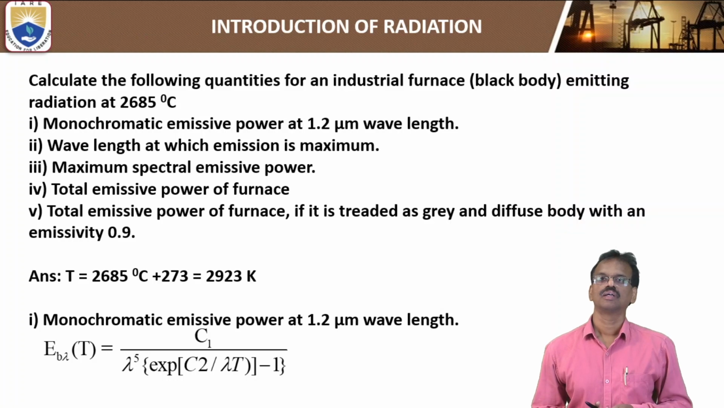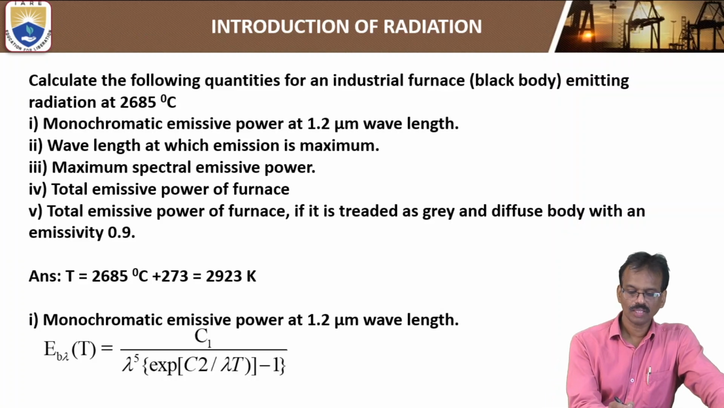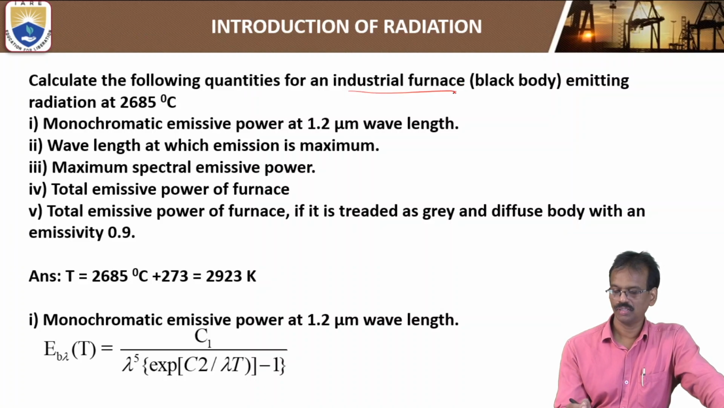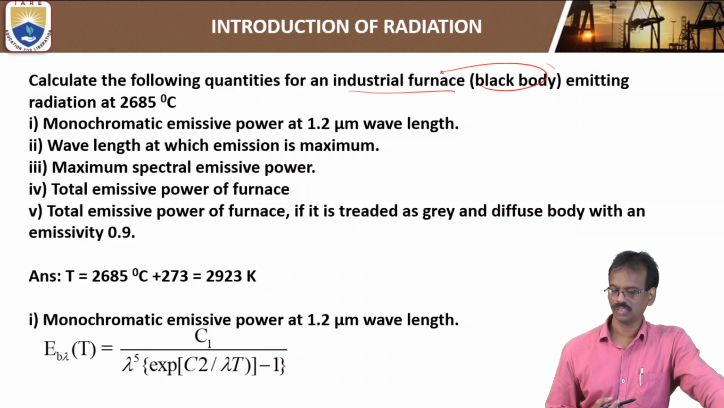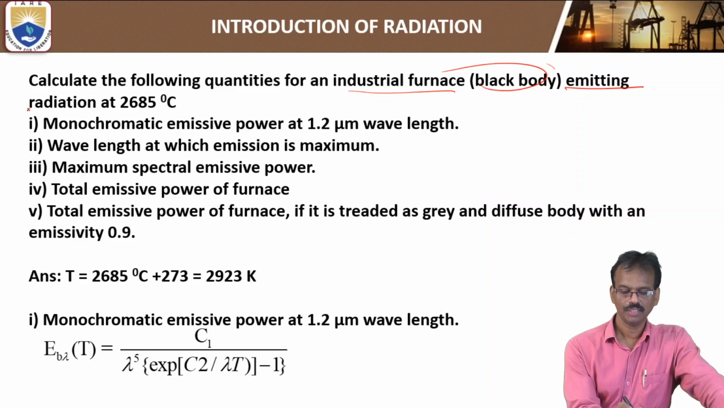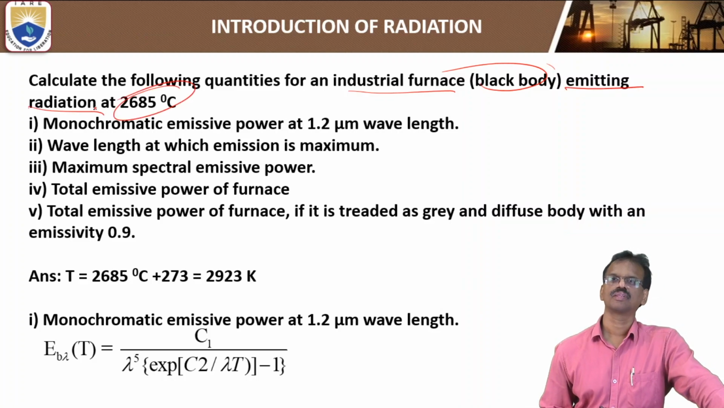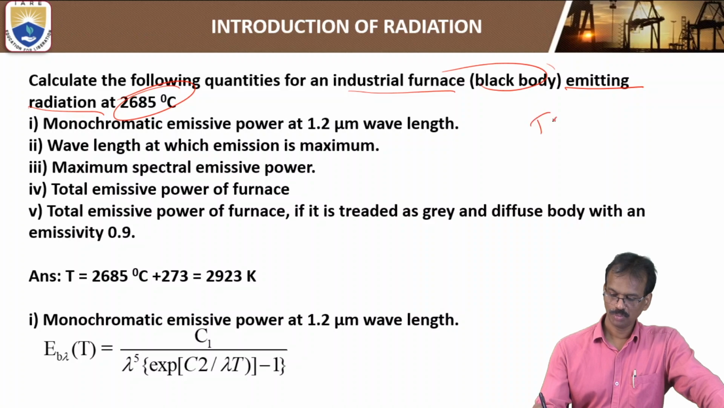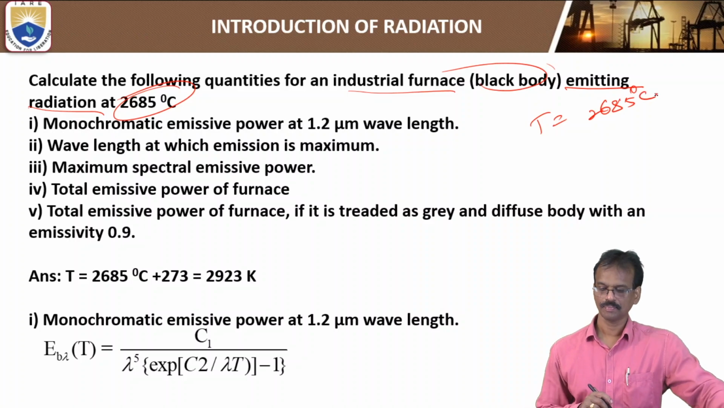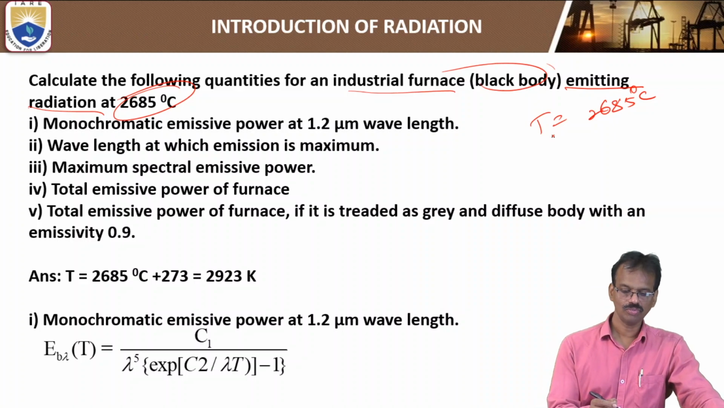Now we'll see one numerical based upon these three laws. Calculate the following quantities for an industrial furnace. Consider a black body emitting radiation at 2685 degrees Celsius. So the temperature of the body is given, T is equal to 2685 degrees Celsius. Black body means epsilon is equal to 1, you know that. So you have to find 5 points.